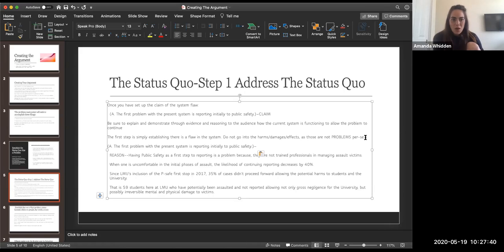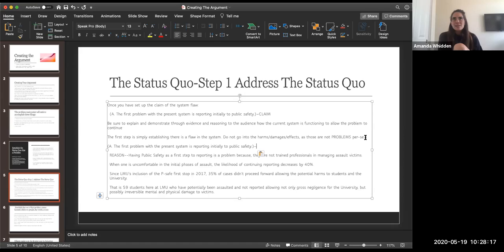Once we make that claim, our job is to start to explain and demonstrate through some type of evidence as well as reasoning how the current system is functioning to allow those problems to continue. Talk to me about what's breaking down in the public safety area that is making this such a huge issue. Like, why is this a problem?